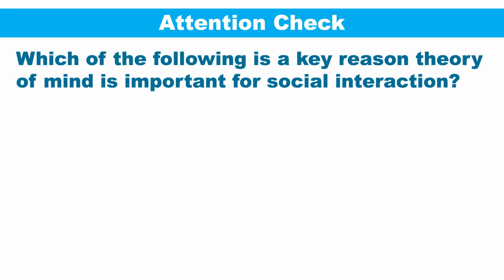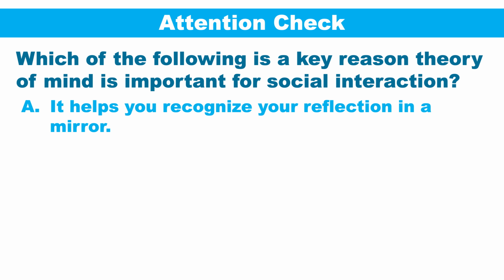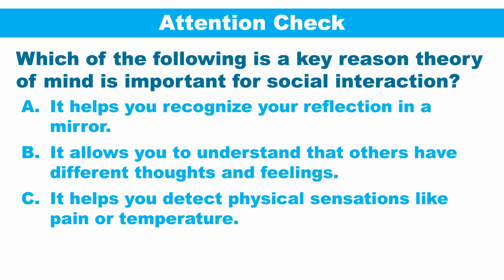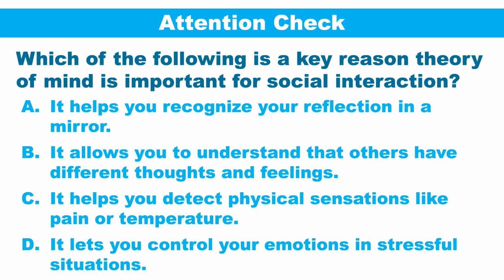Let's do another attention check. Which of the following is a key reason theory of mind is important for social interaction? A. It helps you recognize your reflection in a mirror. B. It allows you to understand that others have different thoughts and feelings. C. It helps you to detect physical sensations like pain and temperature. Or D. It lets you control your emotions in stressful situations.